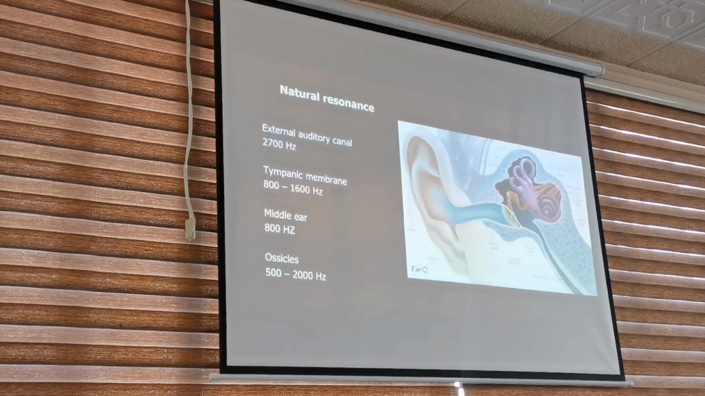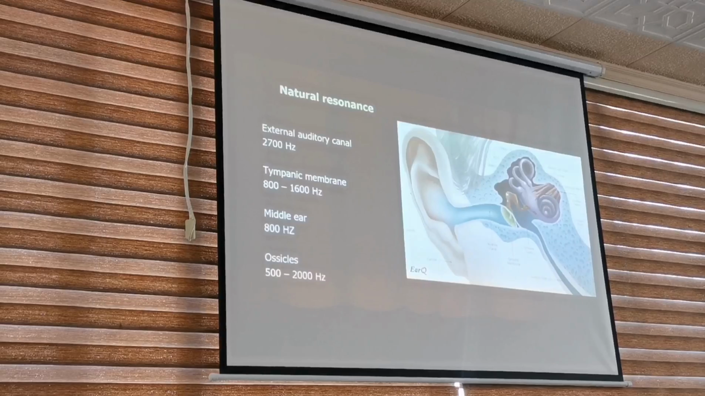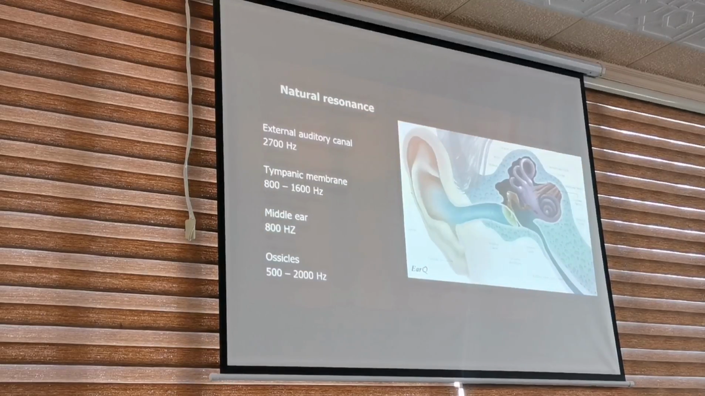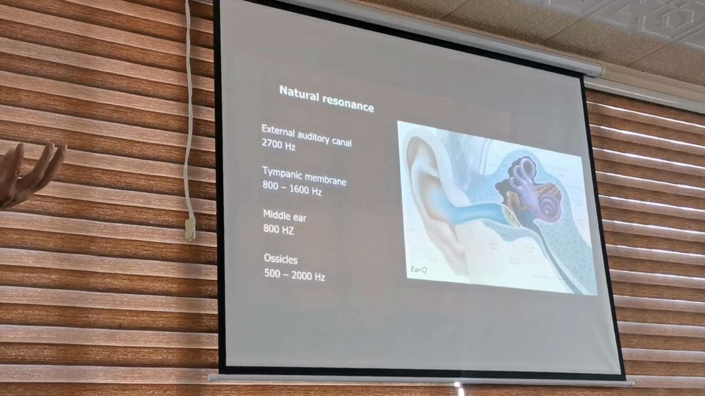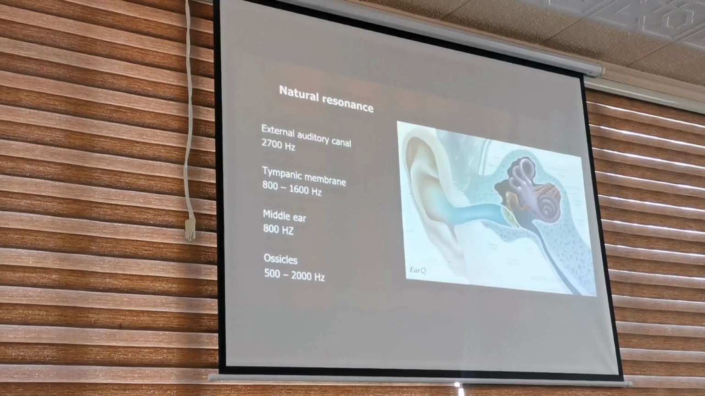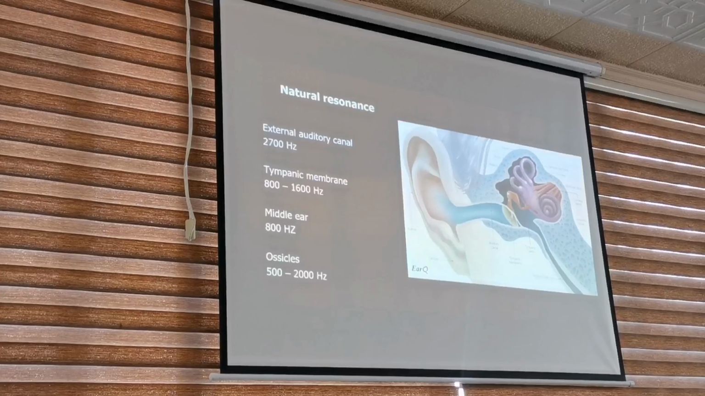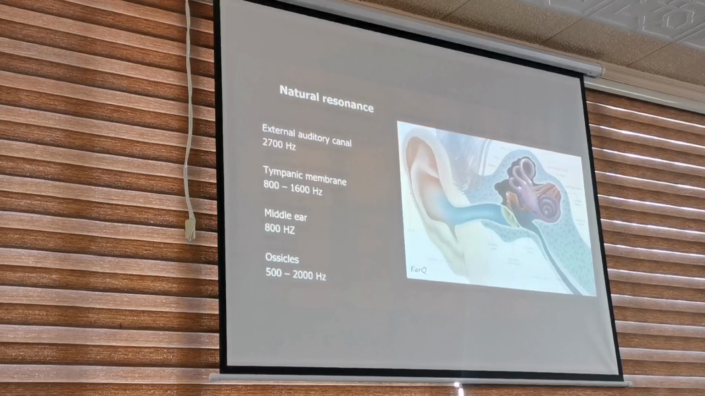Why resonance is important for hearing, when you speak to the human ear. The natural resonance of the external auditory canal is 2700 Hertz. It means that when you give a sound frequency in this range, it will be amplified. In the case of the tympanic membrane, it's localized in a range of 800 to 1600. Middle ear 800, ossicles 500 to 2000.